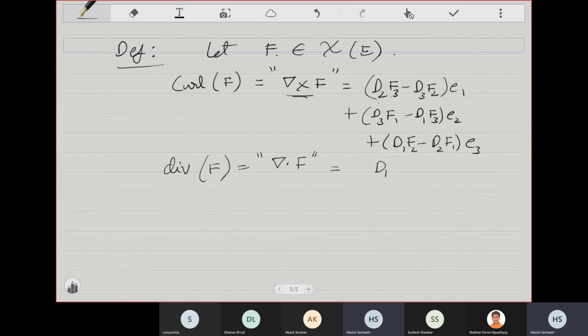And this would be D1 F1 plus D2 F2 plus D3 F3, the sum of the appropriate partial derivatives. I'm just taking the first partial derivative of F1, etc. The divergence of a vector field will make sense in any dimension; you can extend this definition to any dimension. The curl, however, is very special to dimension 3.